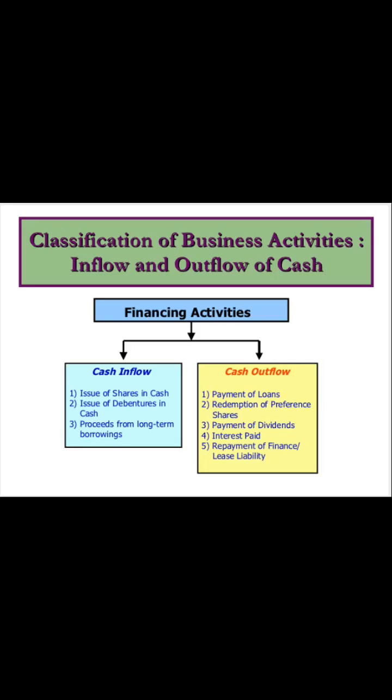And if any type of long term borrowing has been done by the firm, either from a bank or any financial institution, then that also would result in cash inflow. While in cash outflow, if any payment is made for the loan or for the dividend or interest, or any repayment has been made for finance or lease liability, or if any redemption has been done for preference shares or debentures, then it will result in cash outflow for the firm.